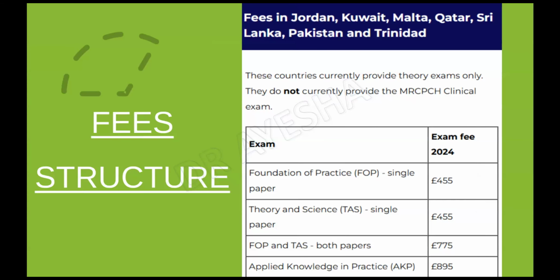So FOP and TAS are two separate papers, and for them you have an option: either you can give the exams separately or combined. But for AKP, you do not have any option. You will have two papers, and you can see the fee structure. It is 895 pounds. This is the recent fee, okay? And this is for Pakistan.